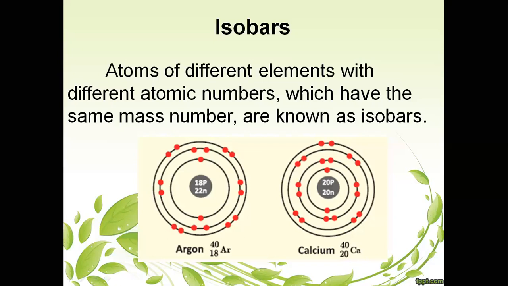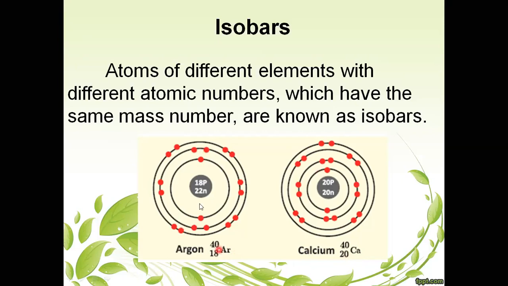That is isobars. For example, argon 18 40 and calcium 20 40. Atomic number is different, element is also different, but the mass number is the same, 40 and 40. These are the atomic structures of the elements.